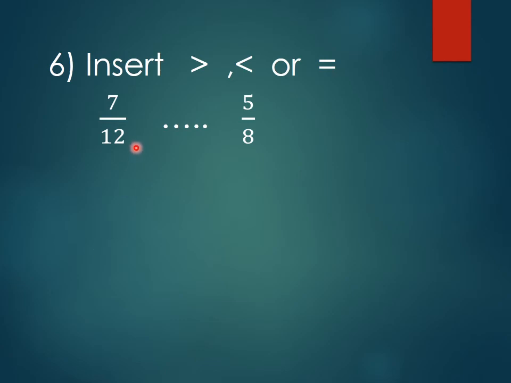And here the denominators are different, the numerators are also different. Then you have to get the equivalent fraction with the common denominator. For the common denominator we can take 24.